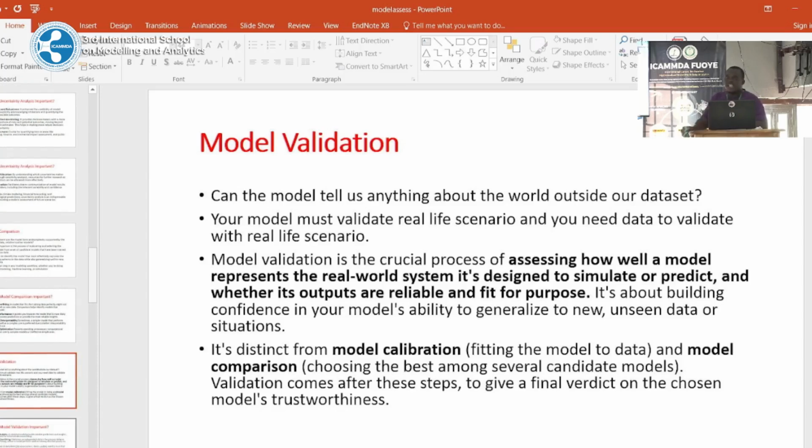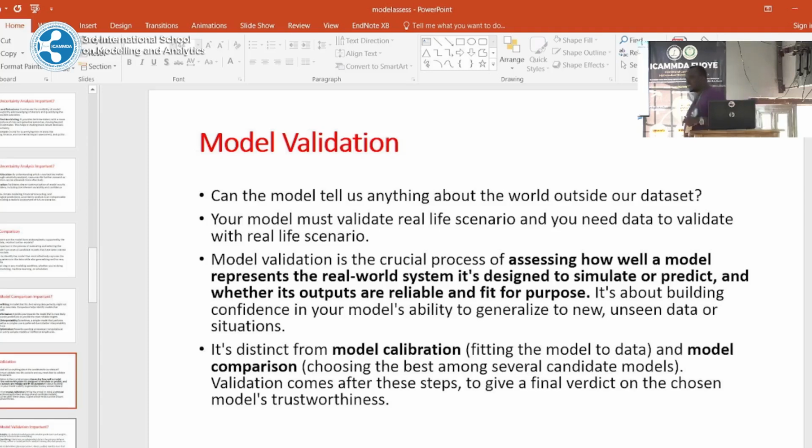Then model validation. Now, what do you mean by model validation? Can the model tell us about the world outside our data sets? Can your model tell us about the real world? That's validation. Now, your model must validate real life scenarios, and you need data to validate with real life scenarios. So, model validation is crucial.